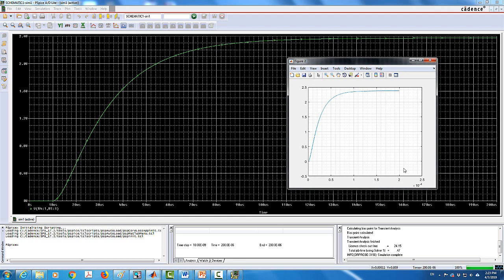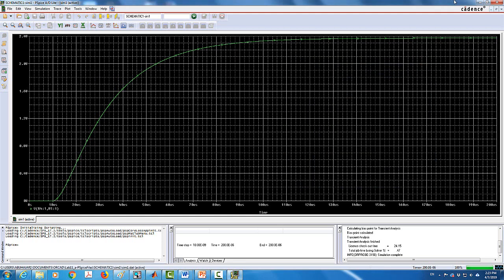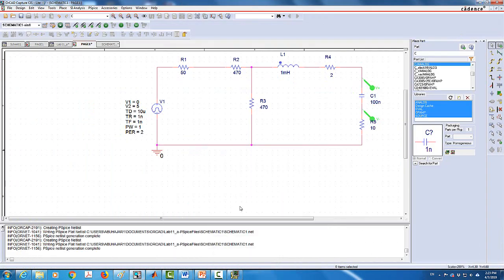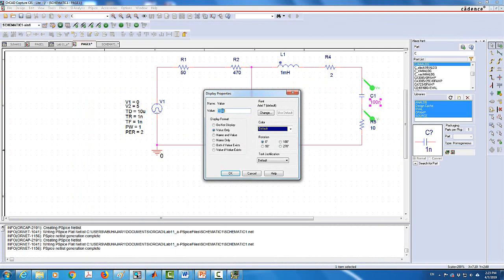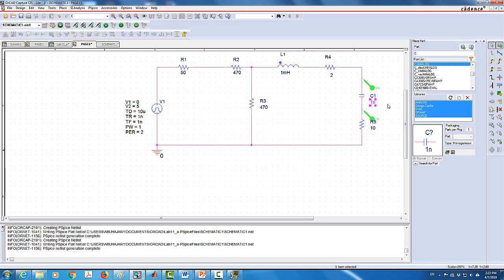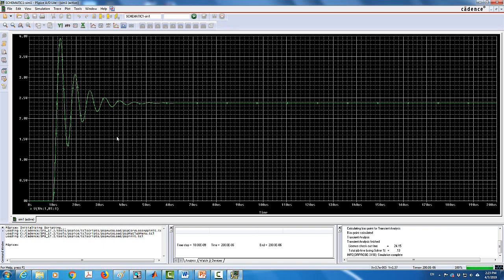So what I want to do next is come to the OrCAD simulation, and here I'm going to change this capacitor to make it 1 nanofarad, because this is the second part of the lab, to change this capacitor to 1 nanofarad. We're going to simulate the circuit, and when we simulate it we can see that we have this effect. So this is basically the underdamped circuit.